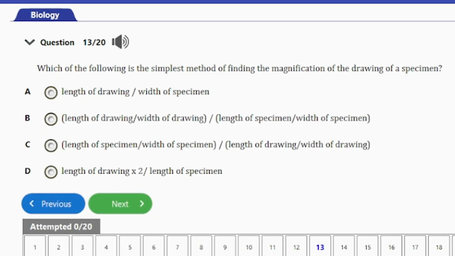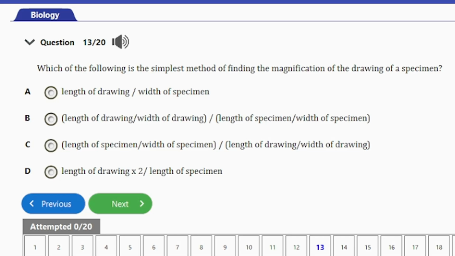Question number 13. It says, which of the following is the simplest method of finding the magnification of the drawing of a specimen? A, length of drawing over width of specimen. B, length of drawing over width of drawing, all over length of specimen over width of specimen. C, length of drawing over width of specimen, all over length of drawing over width of drawing. D, length of drawing times 2, all over length of specimen.